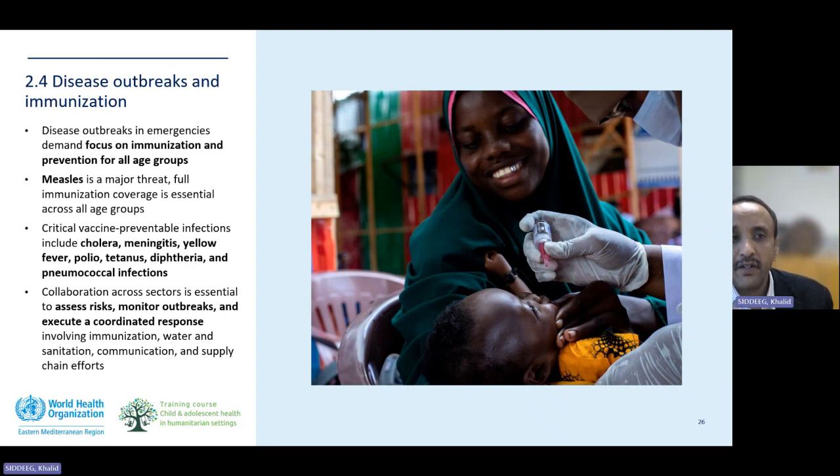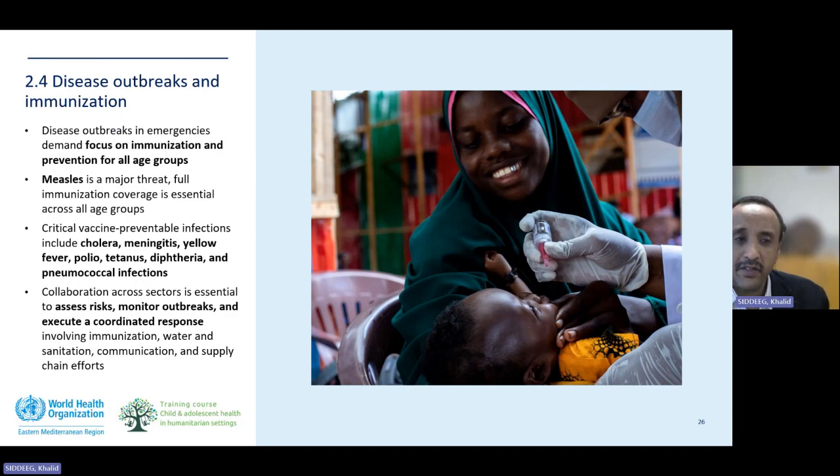Coming to the fourth area of work under the service package, which is disease outbreaks and immunization. Again, we have seen it in many emergencies. Outbreaks find a suitable environment during emergencies, during the disruption of normal lives, normal environment, and degradation of the environment, water sources, sanitation. All this leads to so many outbreaks and epidemics. And in particular for the child health area, measles is a major threat. We need to make sure that we have full immunization coverage against measles.